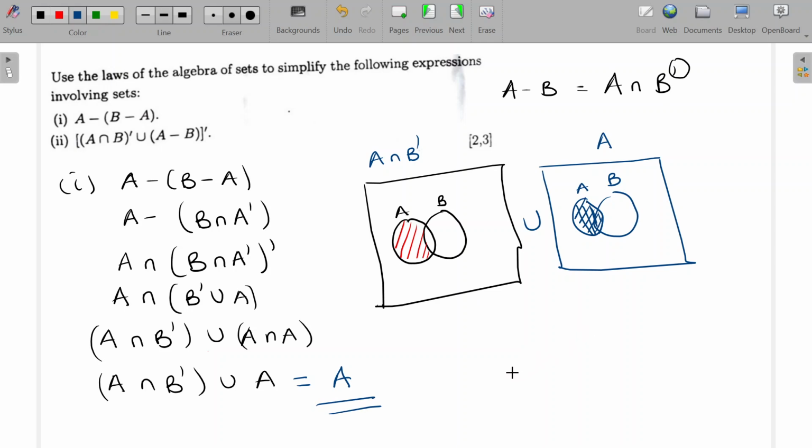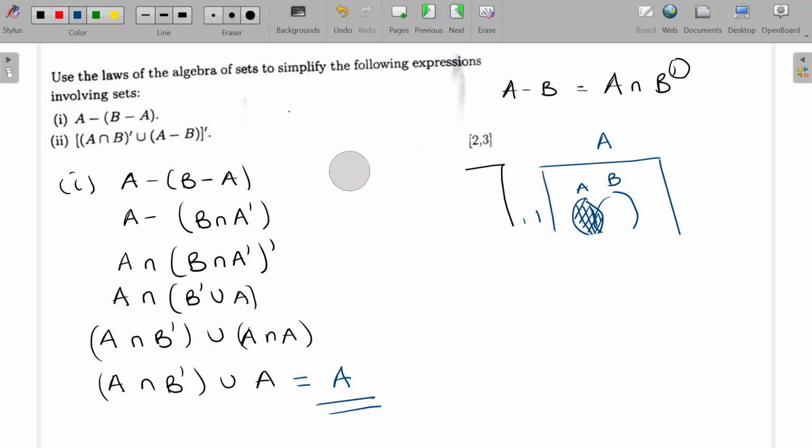Yes, sir. All right. So that is how you are going to be solving these questions. That's the easiest way. Now let us go to B, or to Roman numeral number 2.